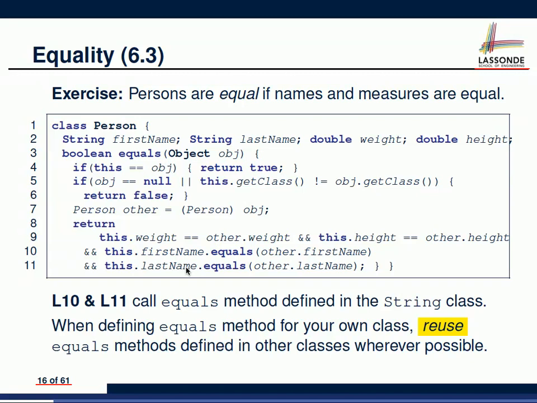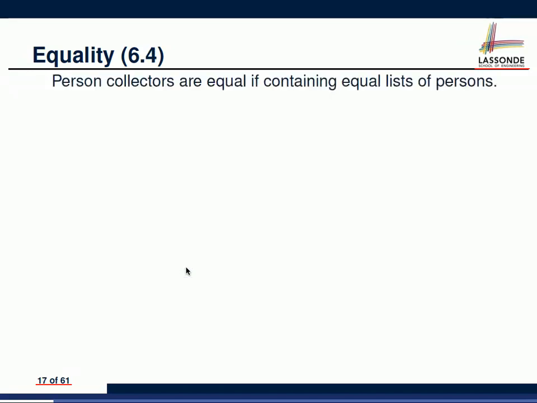Everything has been said, and now let's talk about the collector, adding one extra level of complexity. We assume that we have a Person class where the equals method has been overridden. Now let's talk about the PersonCollector. What is a PersonCollector? Like the PointCollector, let's have a look.